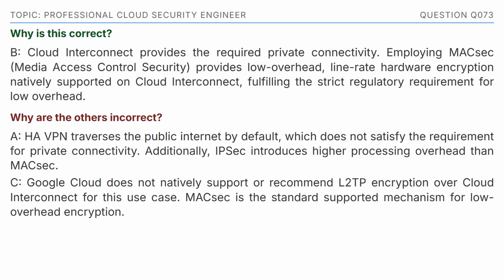Why are the others incorrect? A. A VPN traverses the public internet by default, which does not satisfy the requirement for private connectivity. Additionally, IPsec introduces higher processing overhead than MACsec. C. Google Cloud does not natively support or recommend L2TP encryption over Cloud Interconnect for this use case. MACsec is the standard supported mechanism for low overhead encryption.